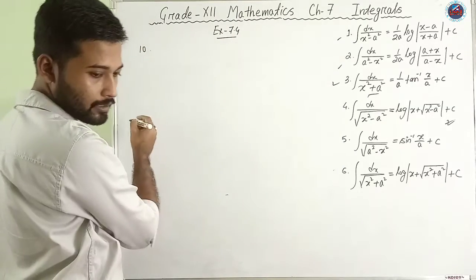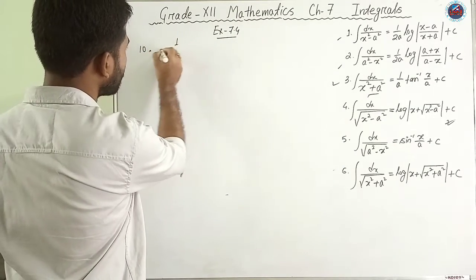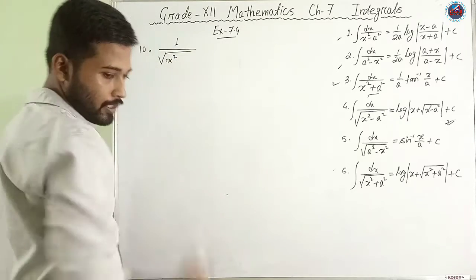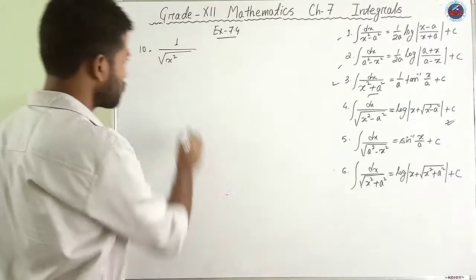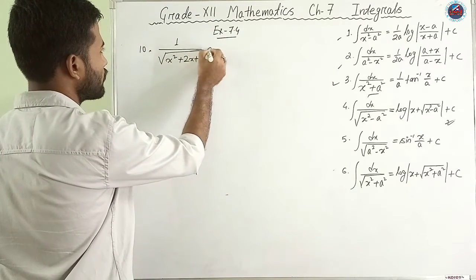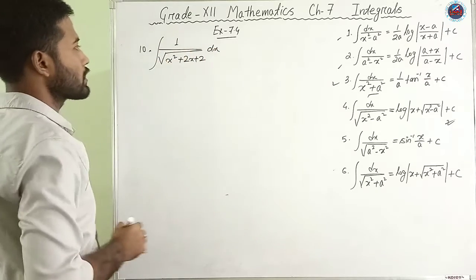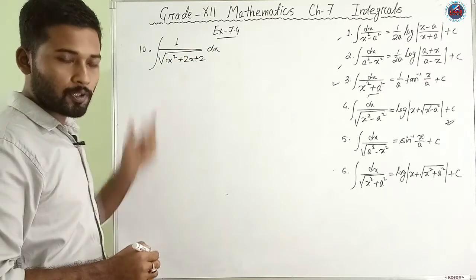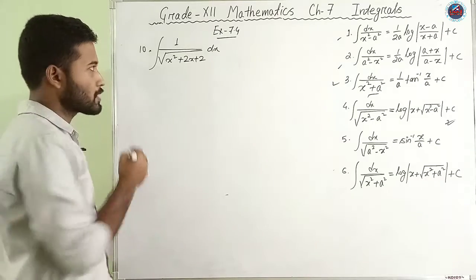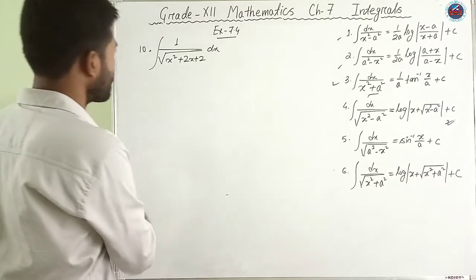So in question number 10, here we have integration of 1 over root over x square plus twice x plus 2, dx, integration of this. Now this is in the second form, that is integration of 1 by root over ax square plus bx plus c, isn't it?